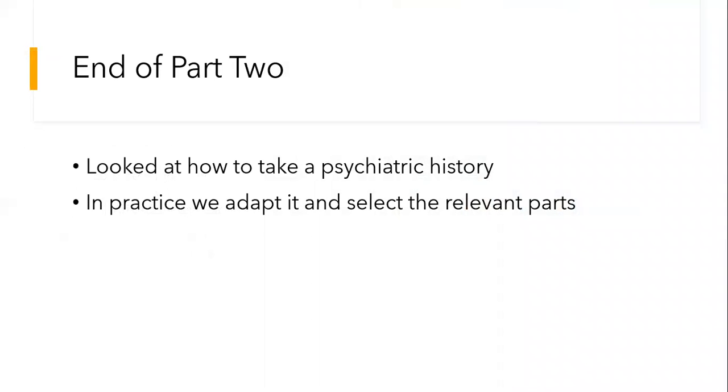So that takes us to the end of part 2. In part 1 and part 2, we've looked at the components of the psychiatric history. In practice, the full psychiatric history is not completed on every patient, and we do have to adapt it and select the relevant parts for the client in front of us and for the situation that we work in, or the context that we work in. In the next section, we're going to be talking about the mental state examination.